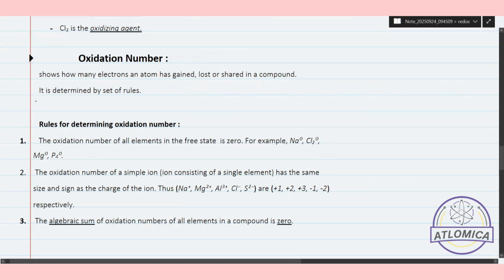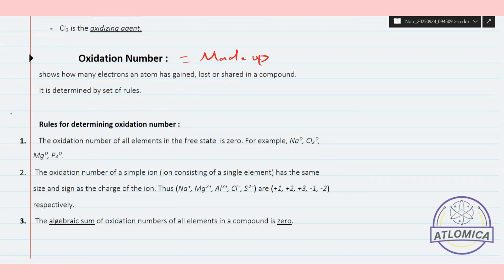Proceeding further, the oxidation number shows how many electrons an atom has gained, lost, or shared in a compound. It is determined by a set of rules. You should know that oxidation number is a made-up number that chemists have made to make it easier for us to determine the number of electrons an atom has gained, lost, or shared in a compound. And there are three main rules that you should know. With the help of them, you can determine the oxidation number.